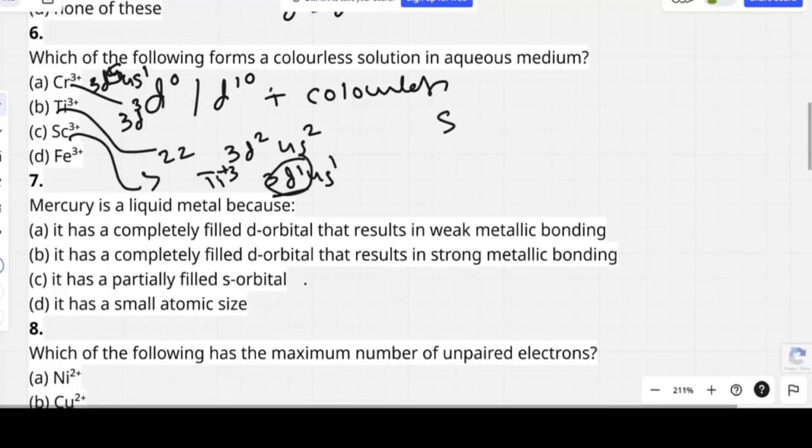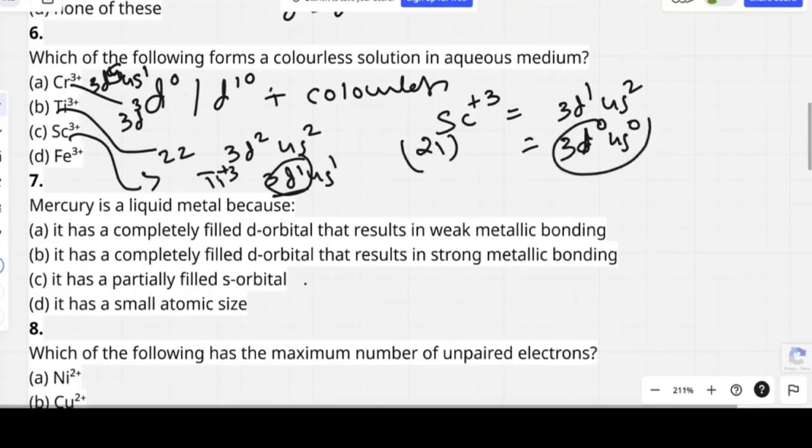Next I move to scandium plus 3. The atomic number of scandium is 21. So scandium has 3d1 4s2. In the plus 3 oxidation state, it gives away 3 electrons. Its configuration is 3d0 4s0. So the number of unpaired d electrons is 0. So scandium plus 3 is colorless because it contains a d0 system.